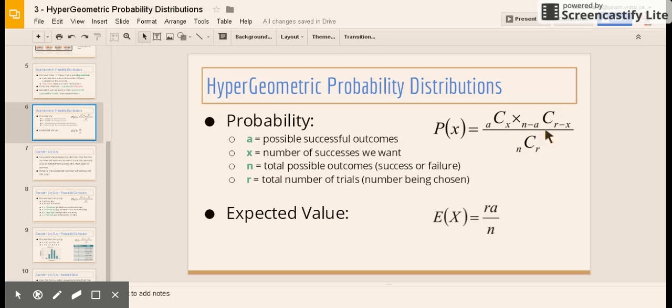Okay. Now we are choosing R minus X. Well, R is the total number of trials in the experiment. This is the 3 animals that we are choosing for this adoption promotion. And X, remember, is the number of successes we wanted. That's my 2 dogs. So 3 minus 2 is 1. So we got 1 cat that we also needed. And then in the denominator, we have N choose R. My total 11 animals, choose any 3 animals. So this looks exactly the same as you would expect it to look.